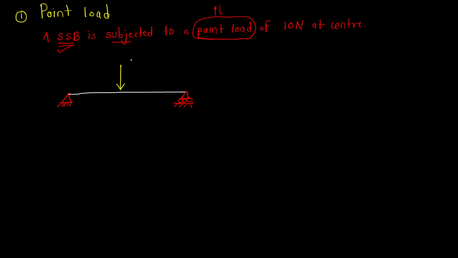And what is the value of the point load? 10 Newton. Where is it acting? It is acting at the center. That means if the total length of the beam is L, then this distance is L by 2 and this is also L by 2. So this is a point load.